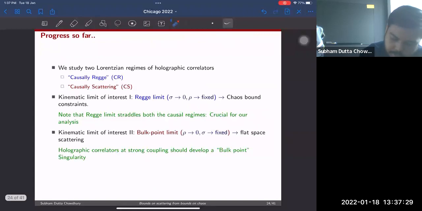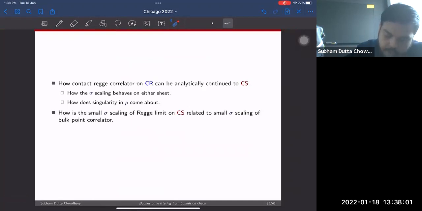Now let me summarize what we have learned so far. We have studied two Lorentzian kinematic regimes of interest. In one of them, we noted that we have the chaos bound constraining the correlator. The other one, we saw, is relevant for flat space scattering. Now we have to put them together to get our bounds. What we want to do is take the Regge correlator and analytically continue to a different Lorentzian configuration, check how the sigma scaling behaves on the other sheet, and how the rho singularity comes about on the other sheet. Hopefully, that's what we are going to do now, and we will then eventually relate the chaos bound to the growth of the S matrix.